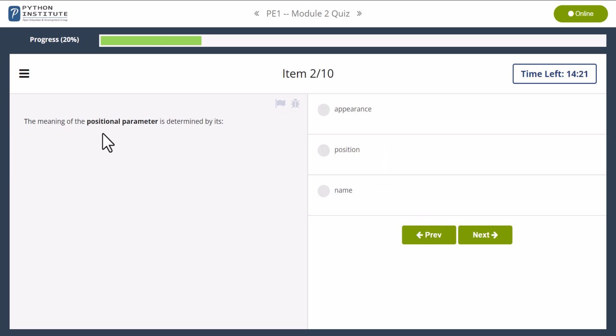All right. The meaning of the positional parameter is determined by its position. There are positional parameters and keyword parameters in Python, and positional parameters just simply work depending on where they are positioned in the list of parameters for a function call.